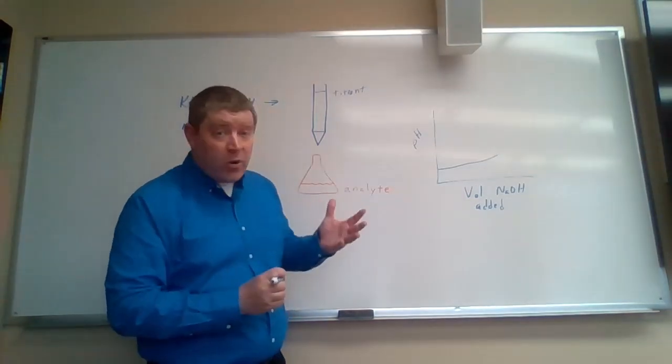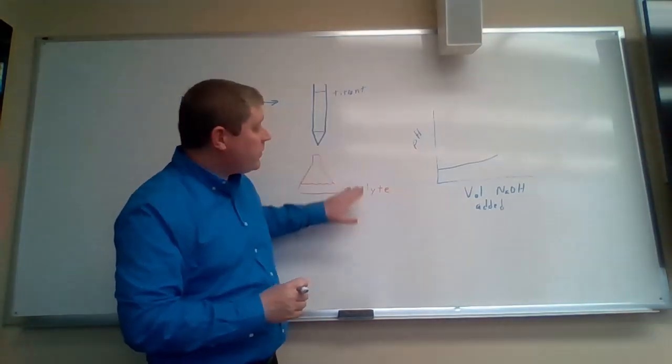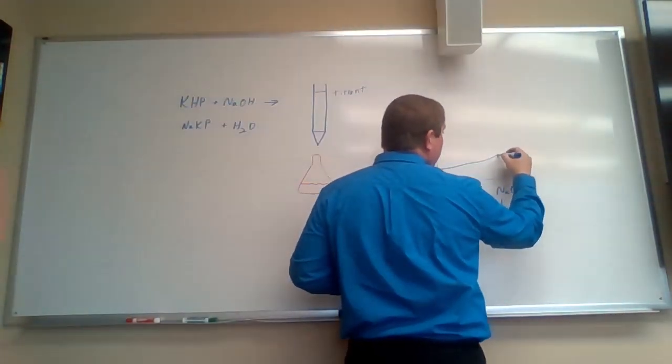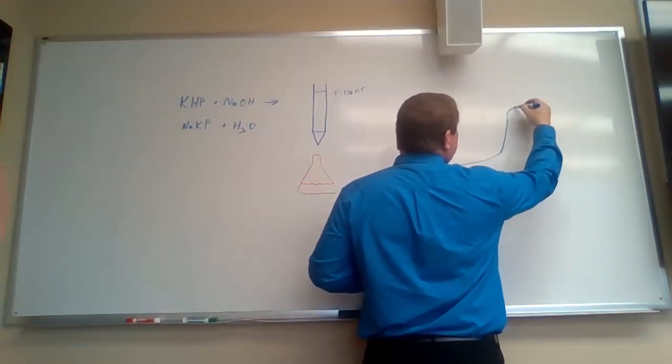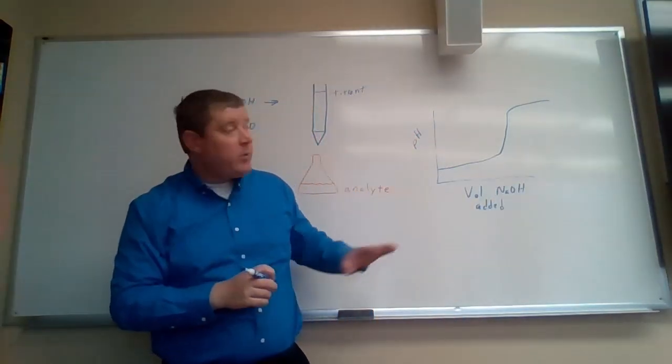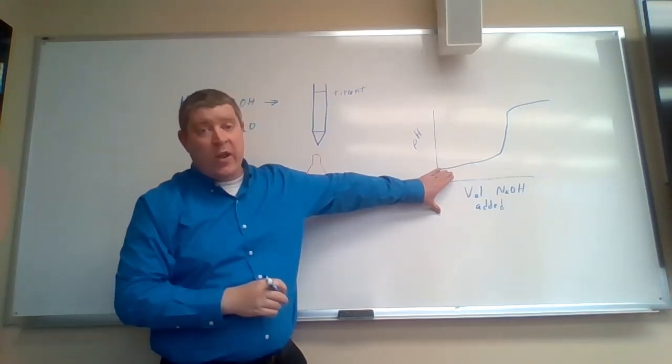The equivalence point is the point at which we've added exactly equal quantities of titrant and analyte. And then the pH will change really fast, and then it will start to level off again. So we'll have a curve that looks something like this. It'll be this characteristic S shape.